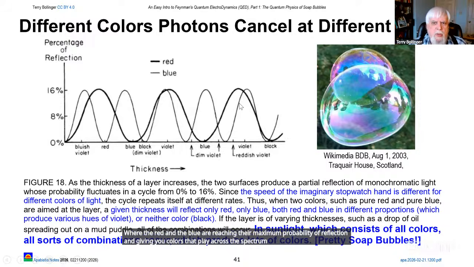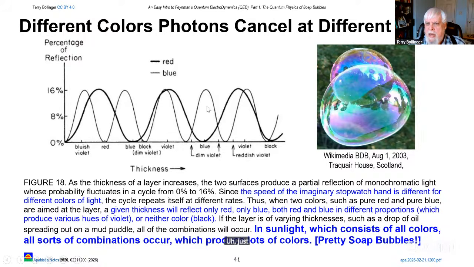These are never rainbow colors. These are more interesting mixed ranges of colors, purples, just different strange little combinations of how the light might do it. So sunlight gives you all sorts of colors, and you get these really beautiful bubbles.